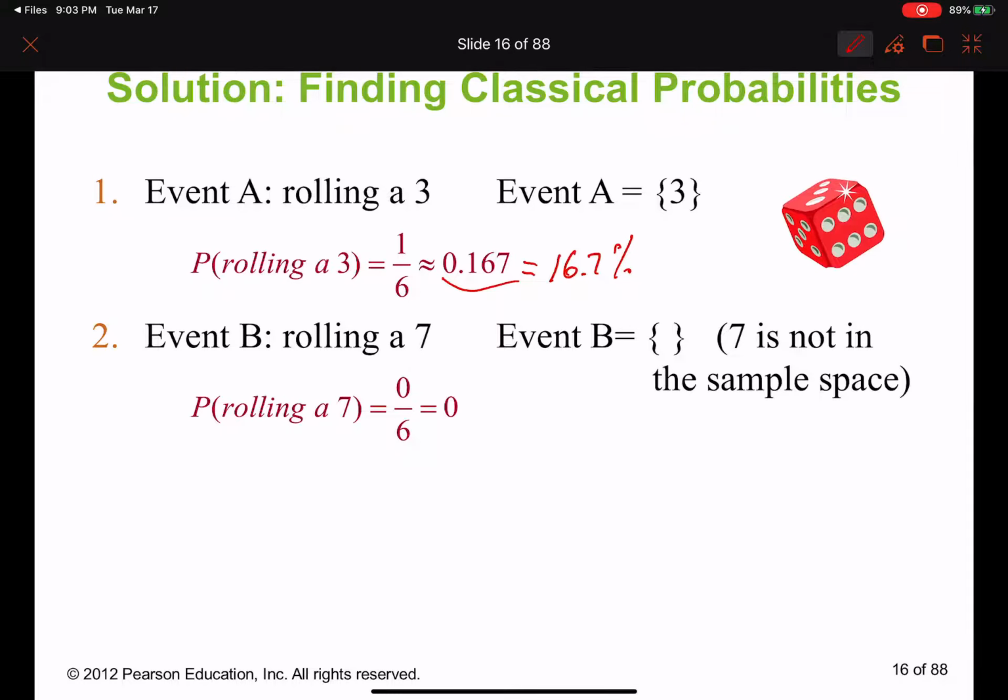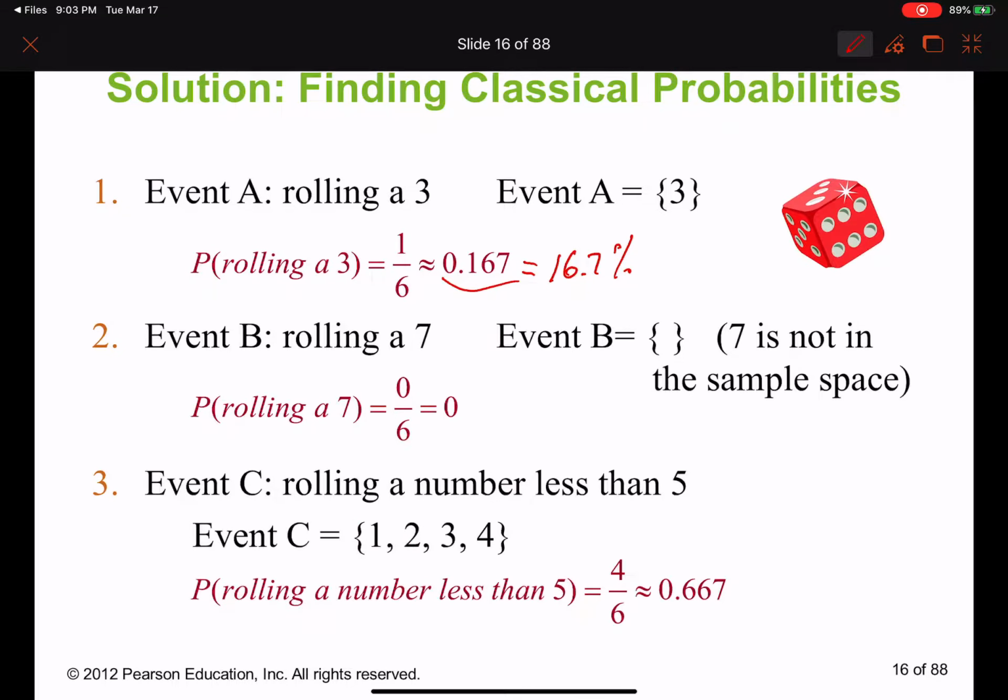Probability of rolling a 7 is going to be 0. Probability is a percentage, yes? Nothing else but percentage. It is 0% because there is no 7. And probability of less than 5, it's going to be 1, 2, 3, 4. 4 of them out of 6, which will give you approximately 0.667, or 66.7%. Okay.